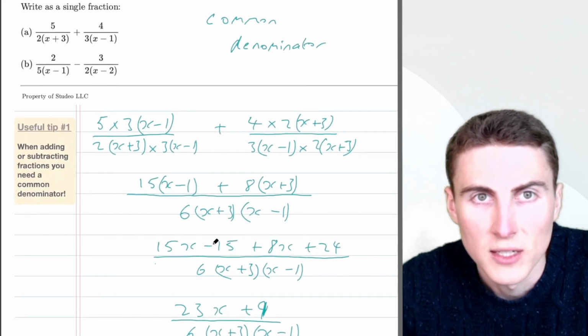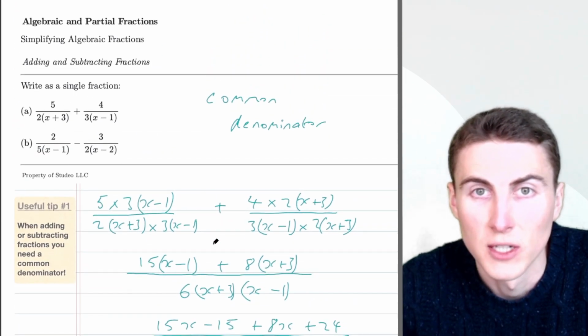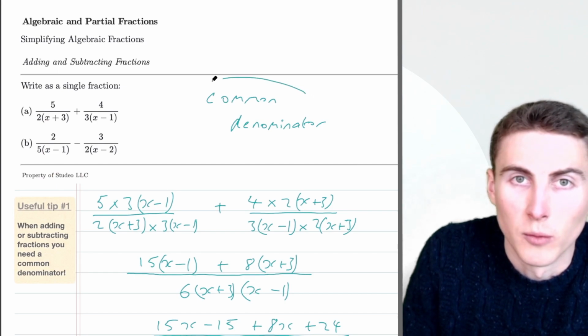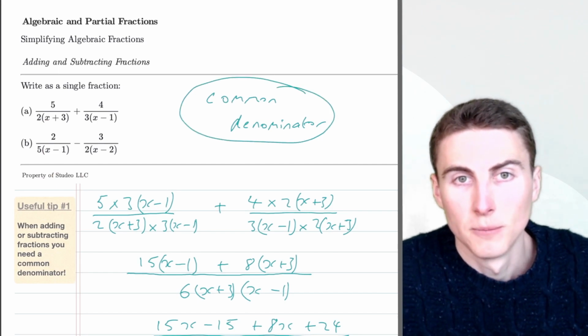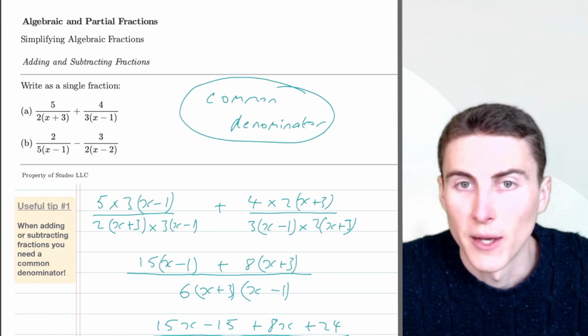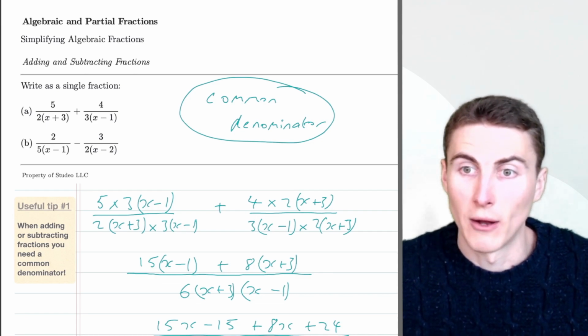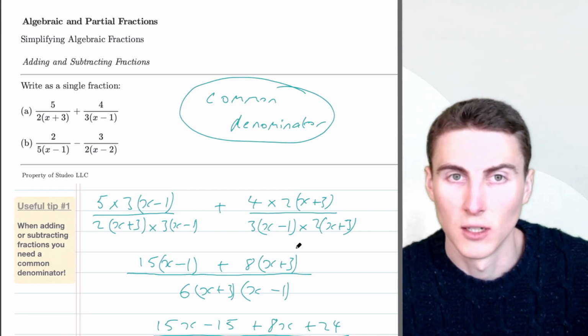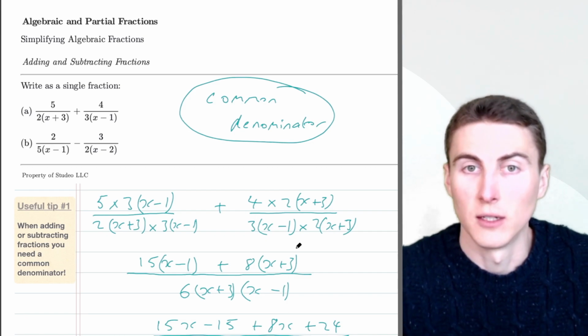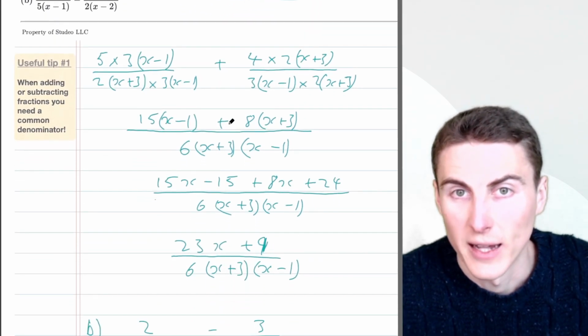So I hope that all makes sense, and hopefully it was just a recap from first year stuff. But the really important point is you've got to find a common denominator before you can add and subtract them. And then once you've done that, it's up to you how you go about adding or subtracting them, depending on when you want to combine and when you want to simplify, and how many steps you want to do.